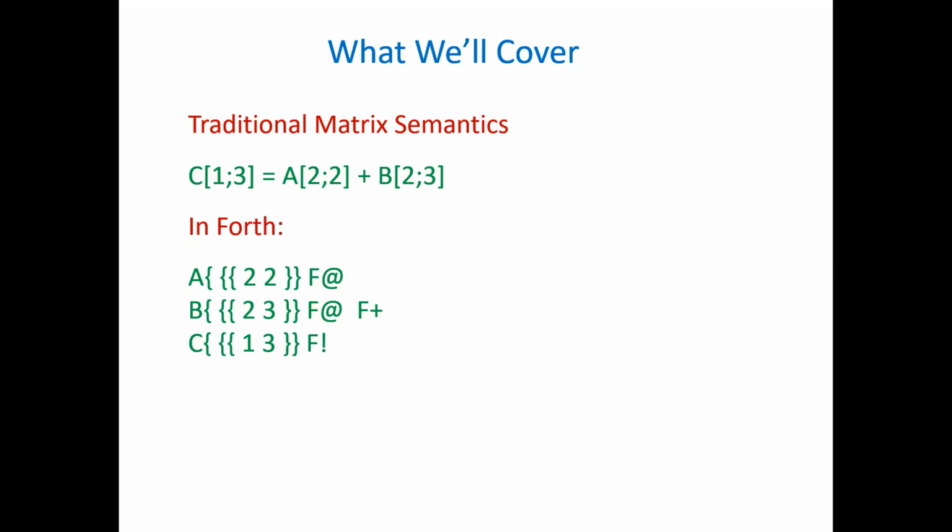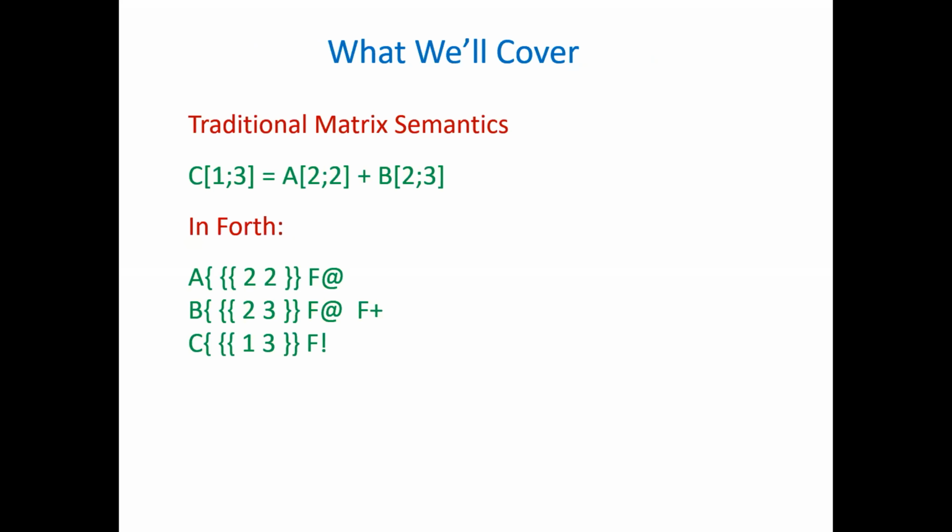Here's the equivalent that's done in my matrix Forth. The term for accessing A at row 2, column 2 is shown as A, left brace. The double braces say we are now going into the matrix. 2 and 2 are the cells we're addressing. And then the right double brace says return its address. And then finally, fetch gets the value.